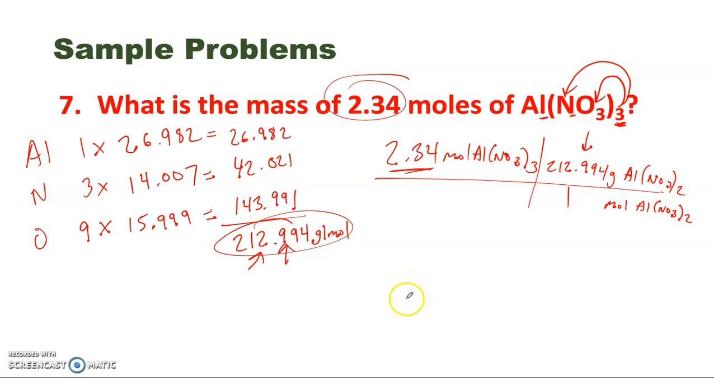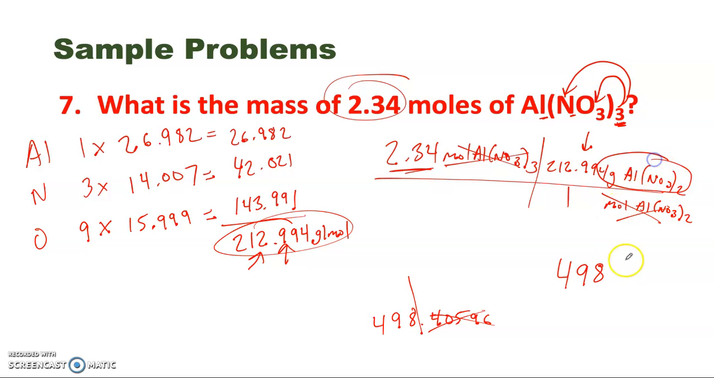So I take 2.34 times 212.994, and I get 498.40596 in my calculator. I cut it off here. There's no need to round. So my answer is 498. And my units, moles of aluminum nitrate, cancel. I'm left with grams of aluminum nitrate, Al(NO3)3. And that is my final answer to 3 sig figs.